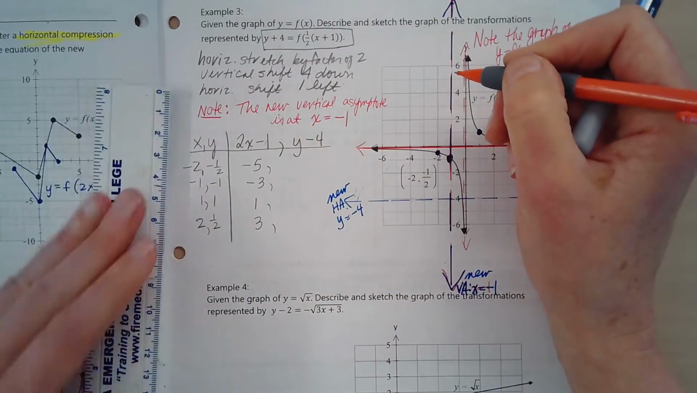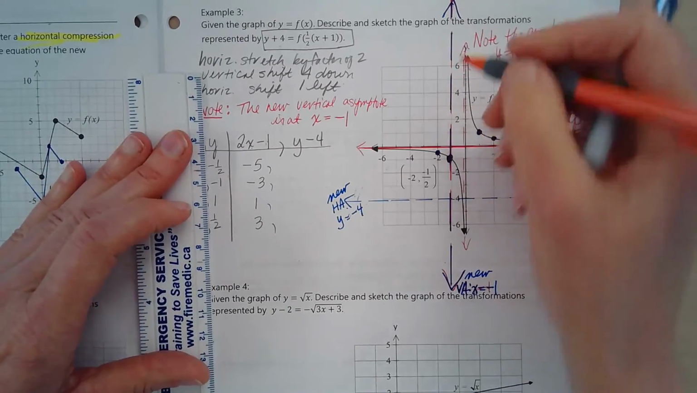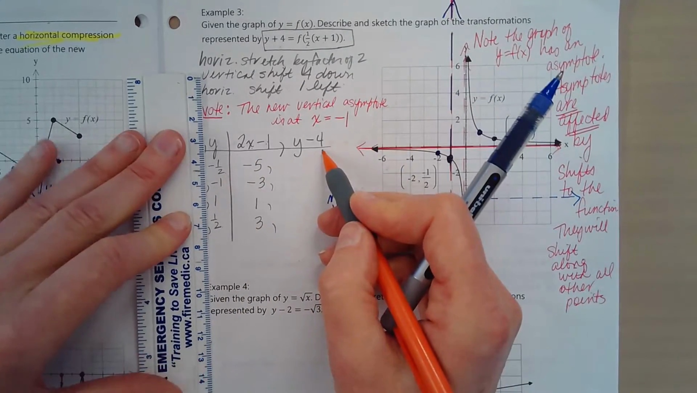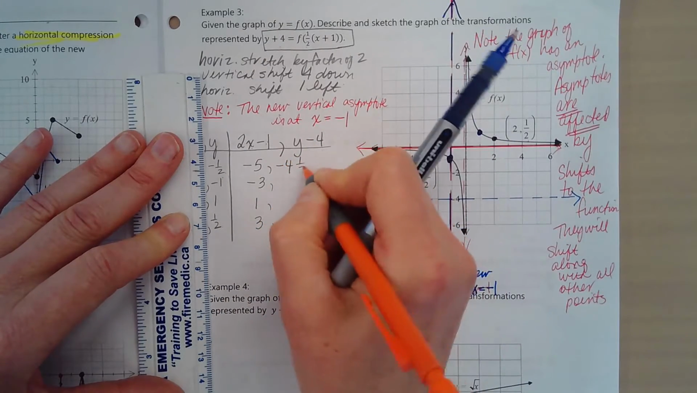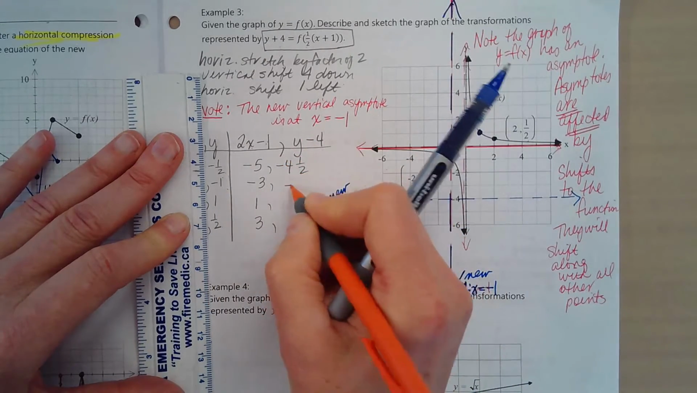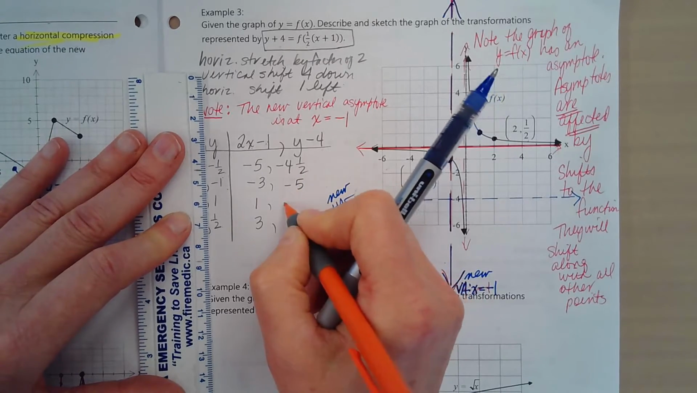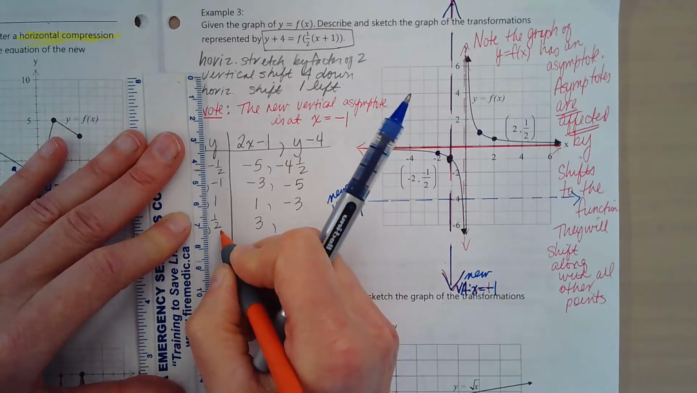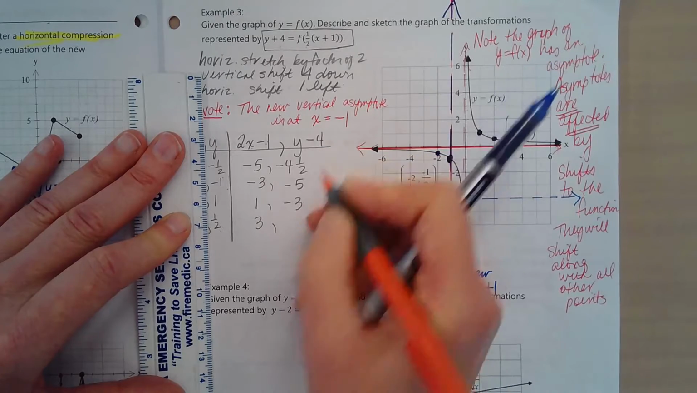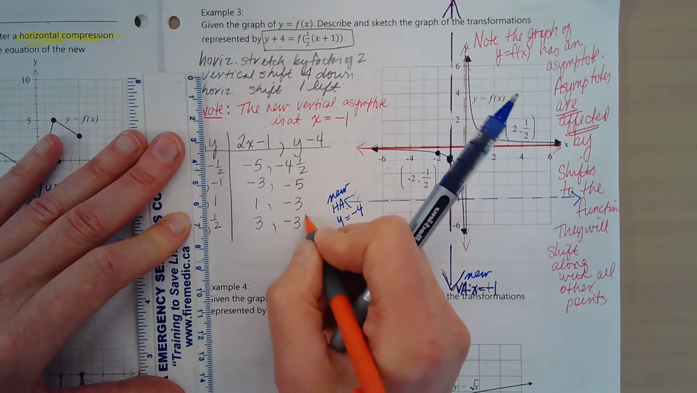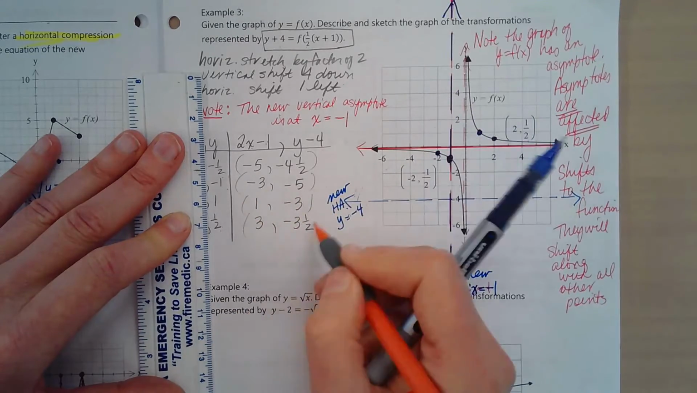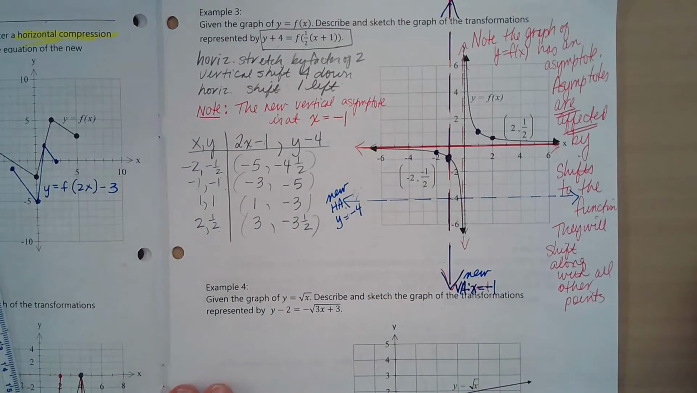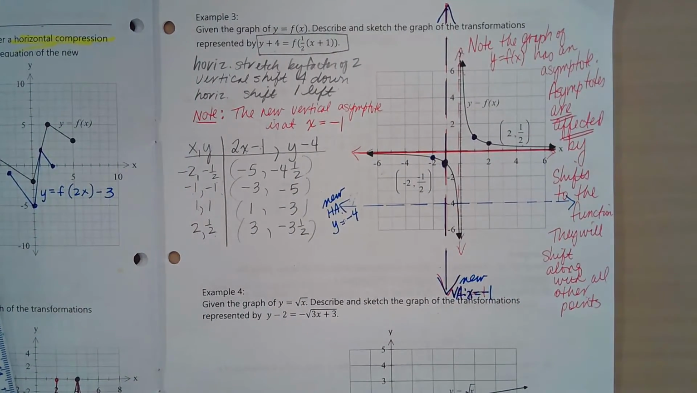The y's are easy. I'll cover up my x values now. I just take my y value and subtract 4. So this will be negative 4.5. Negative 5, negative 3 and a half minus 4, negative 3.5. Okay, this would probably be the toughest type of graph to graph.